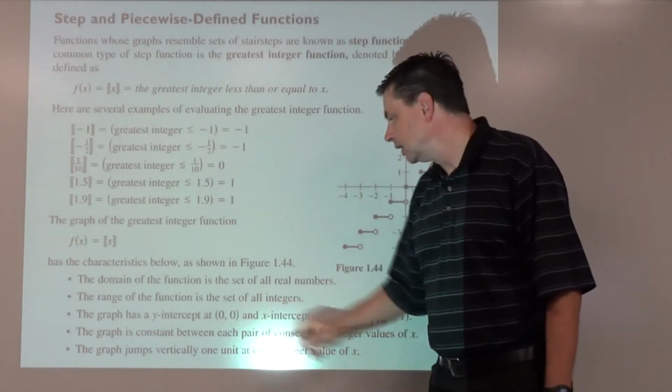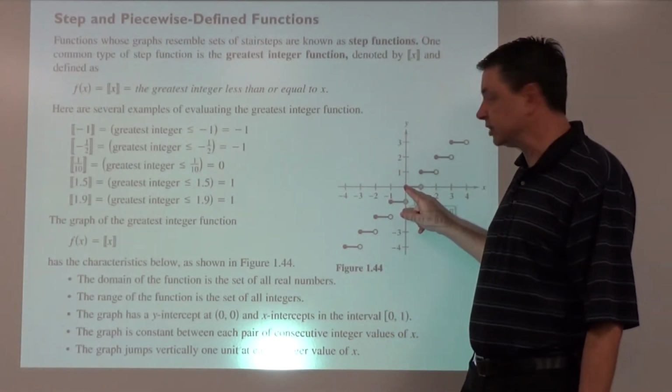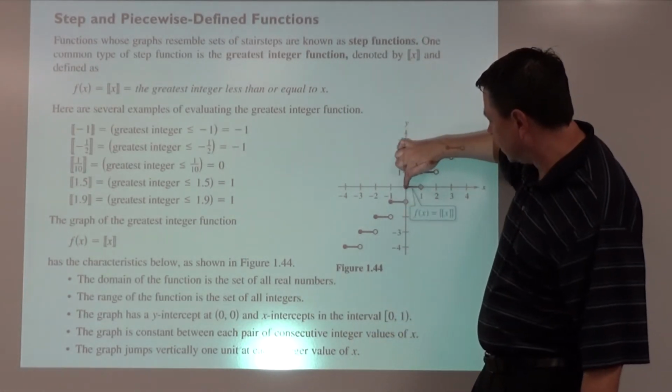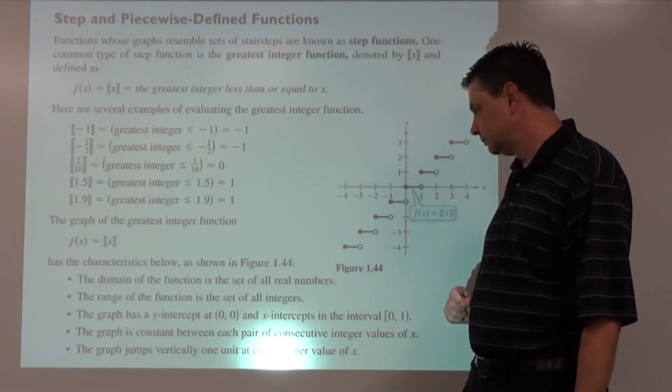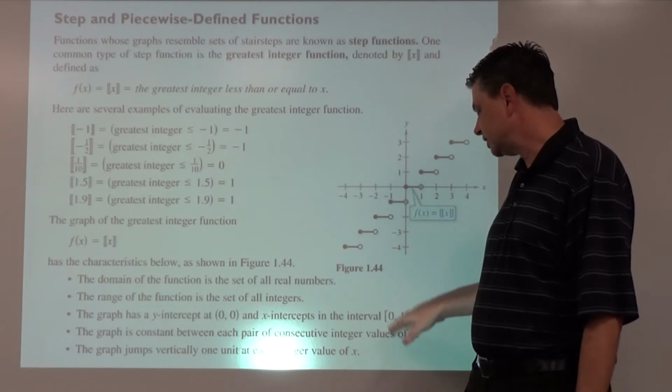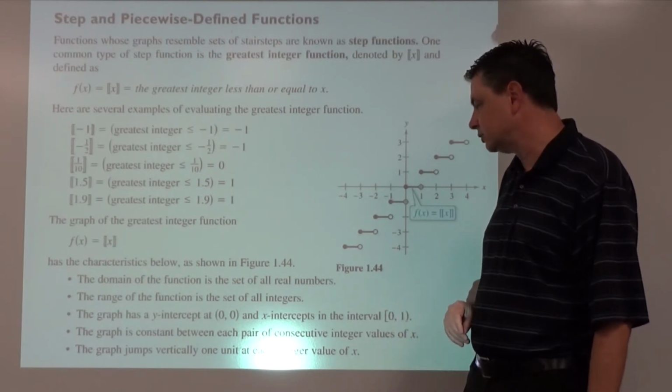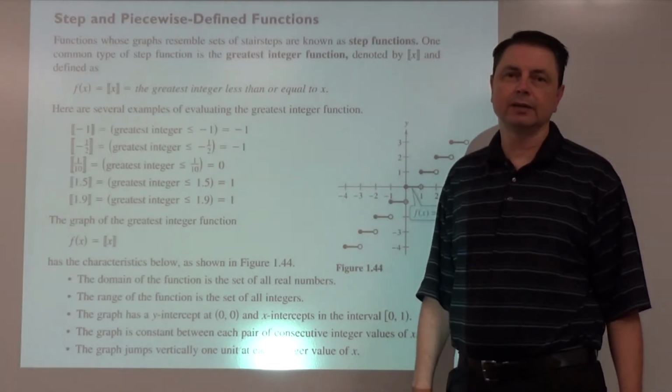All right, we have a y-intercept at (0, 0). We've got x-intercepts all the way along here in that interval. It's constant between any consecutive integer values, and it jumps 1 unit at a time.